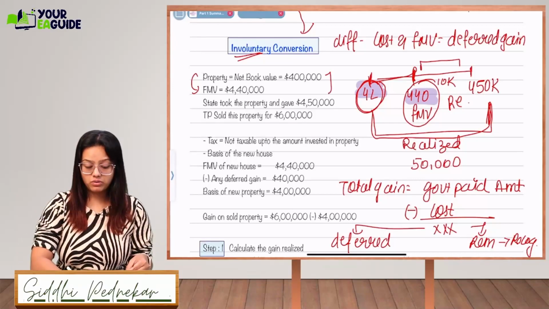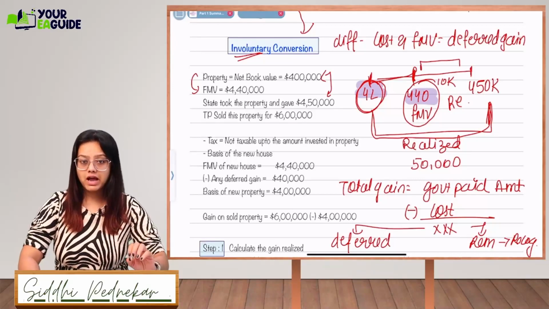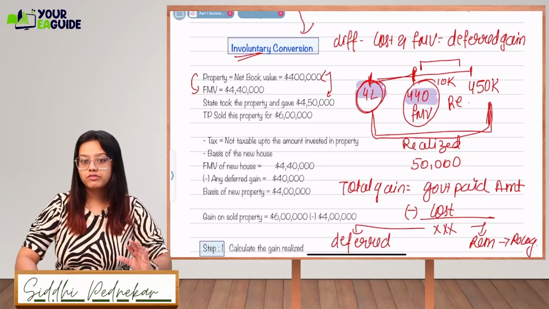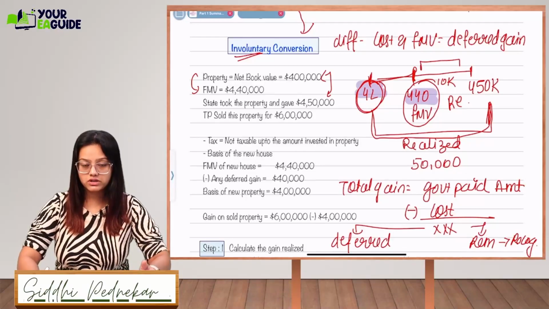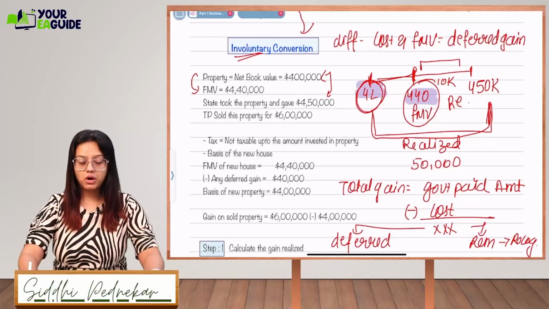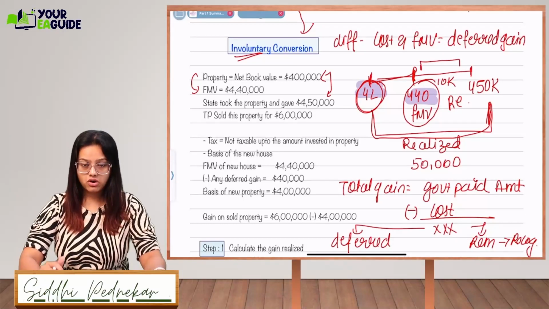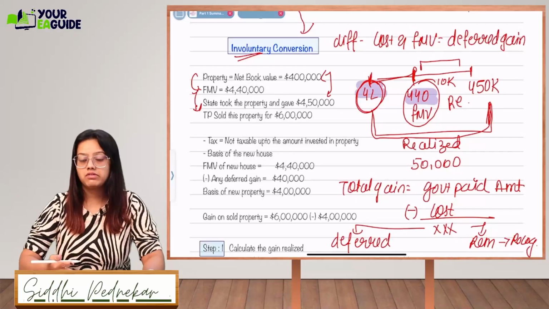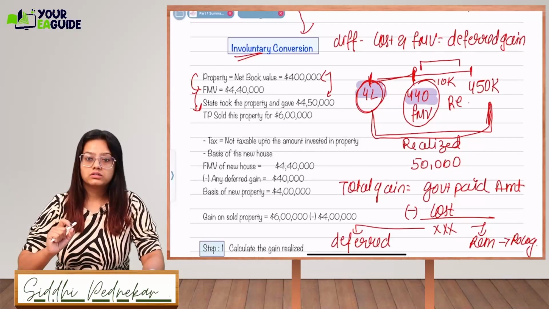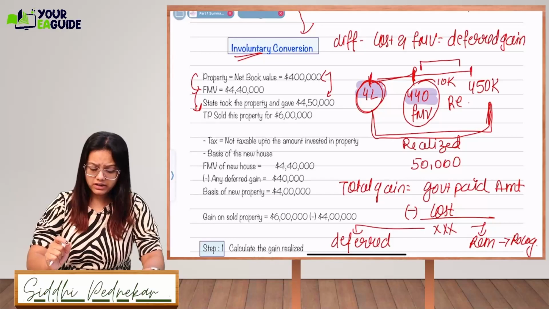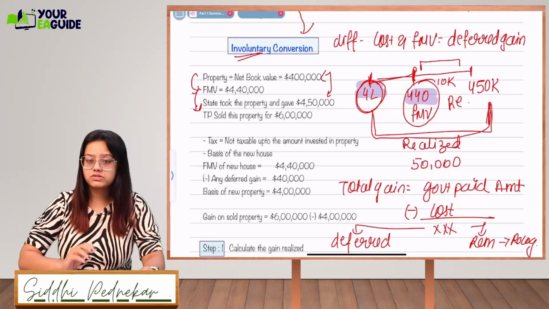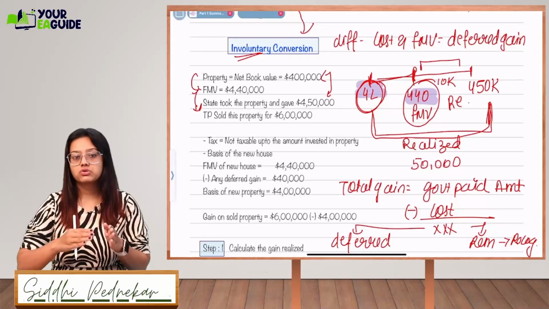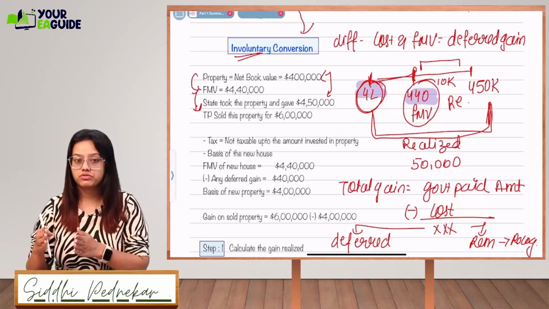So can I say there is a whole profit for me of 50,000? The value of my property is 4 lakh, but the state gave me 4,50,000. Should I recognize the whole 50,000? No, because it was not my will to sell the property to the government. So only the difference between the FMV and whatever I am receiving from the government will I consider as recognized gain. This total 50,000 is my realized gain, but I have to recognize only the difference between the FMV and whatever I am receiving.